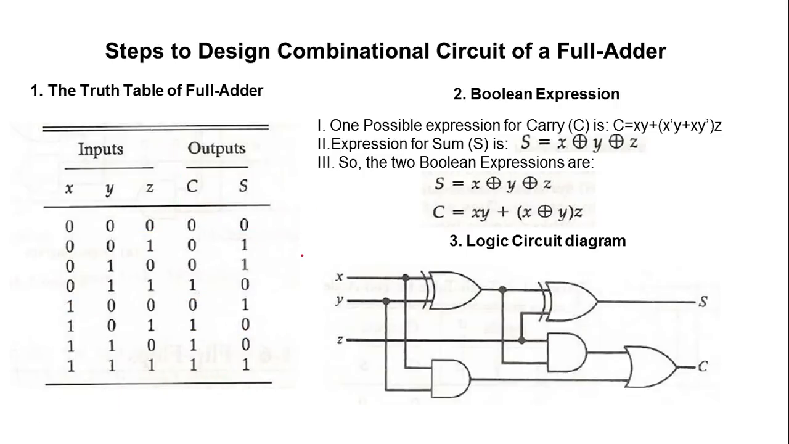Now our agenda from the truth table is how the logic circuit diagram can be created. In order to create the logic circuit diagram, we have to work on the Boolean expression. The reason behind this is we just need to simplify the equations.